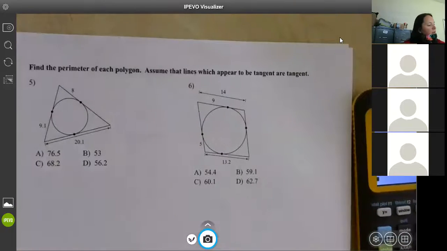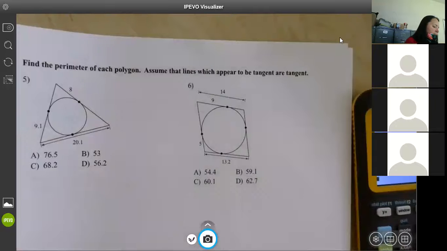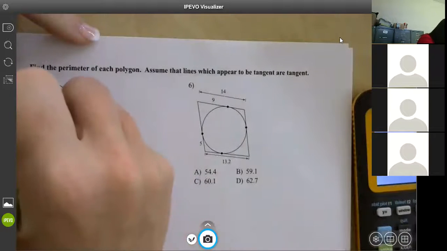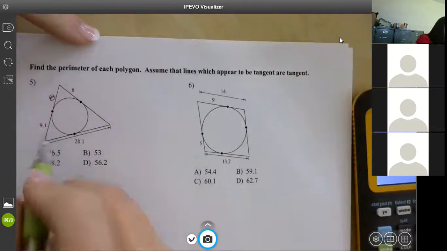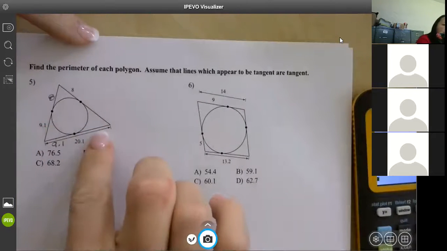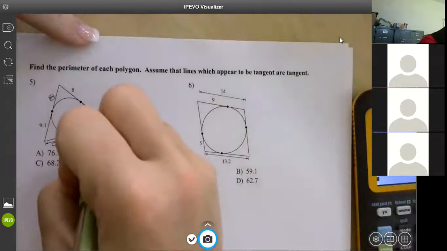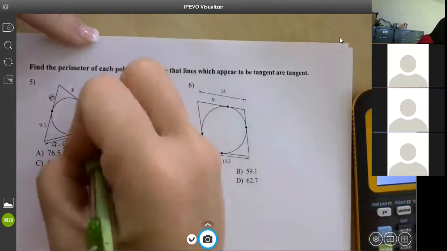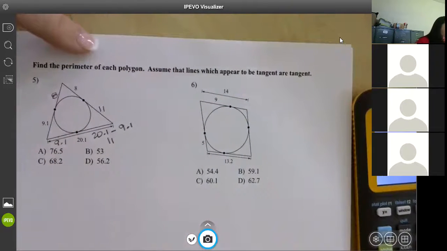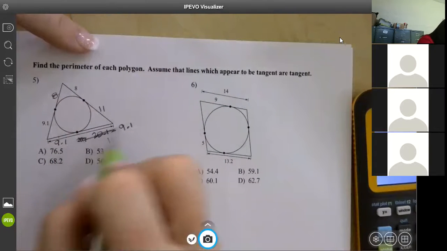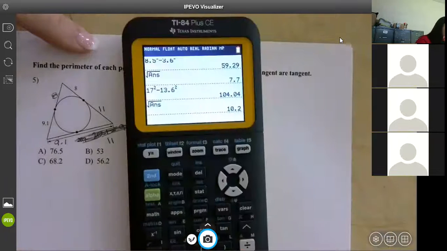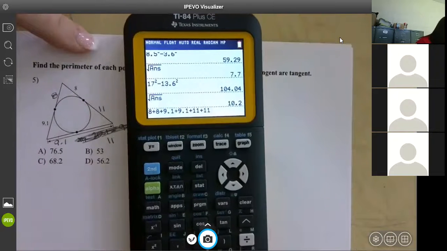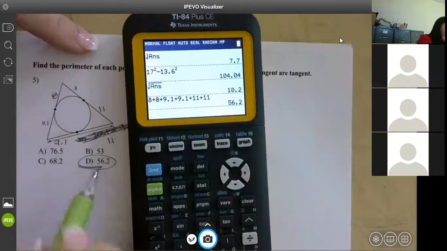Ice cream cone theorem, we're finding the perimeter. What's the top? 8. What's this bottom? 9.1. How do I find this side? 20.1 minus 9.1, which is 11. So that means this one is 11 as well. And then we just add them up. If it messes you up to see everything else, you can mark it out like this. We have 2 8s, 2 9.1s, and 2 11s, which gives us 56.2.